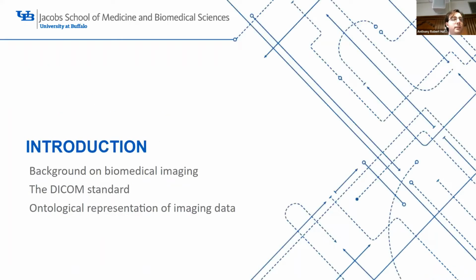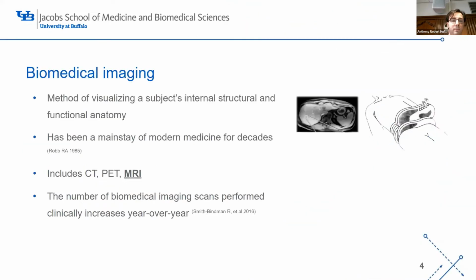Okay, so to begin with, I'll just go through a brief introduction. Biomedical imaging, for those unaware, is a method of visualizing the internal anatomy and function of some subject. It doesn't have to be a person, but I typically work with human subjects. It's been a mainstay of modern medicine for decades. It includes things like PET, CT, MRI, X-ray, any kind of biomedical imaging. And it typically looks like this little cartoon over here that I like a lot. It's a little morbid, showing a person getting cut up like a ham.